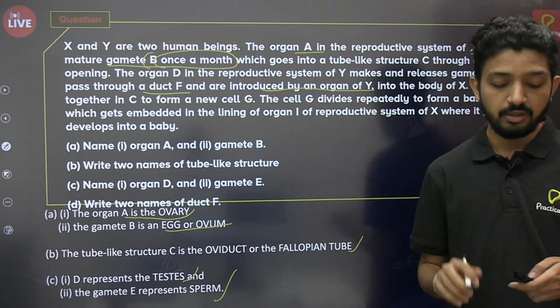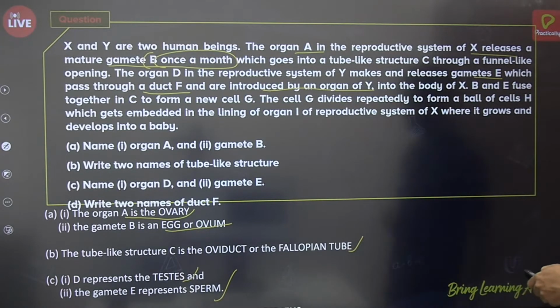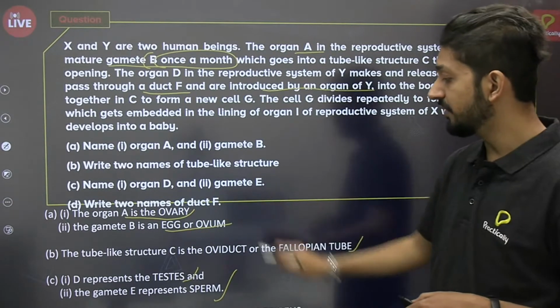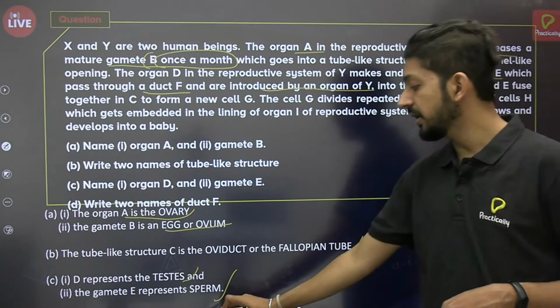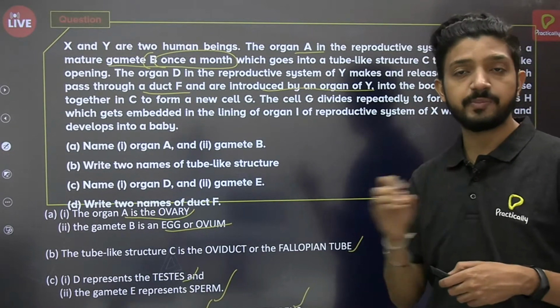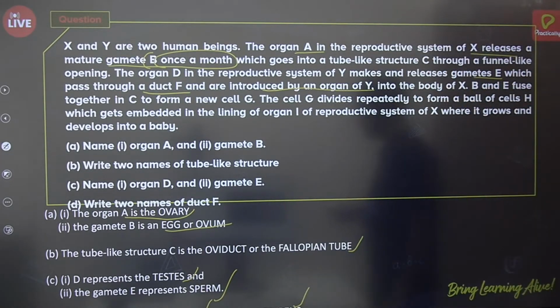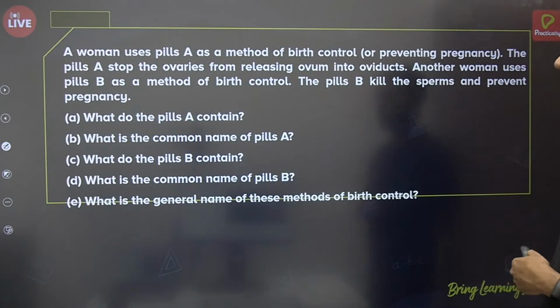Okay, moving on to the next question. Sorry, the last part of the answer. Write two names of duct F. F is the sperm duct or the vas deferens through which the sperms are carried. Moving on to the next question.